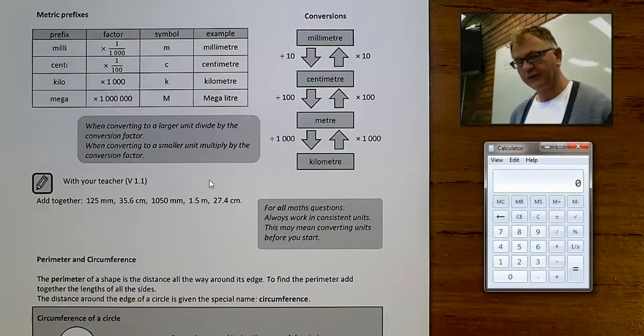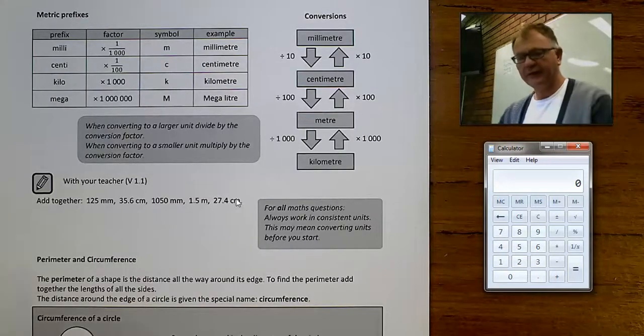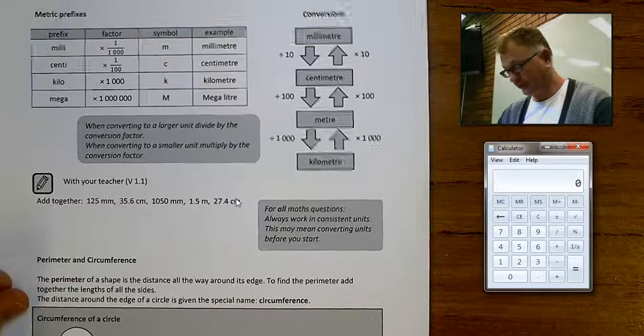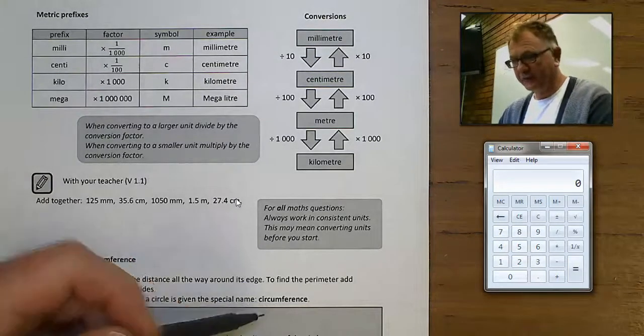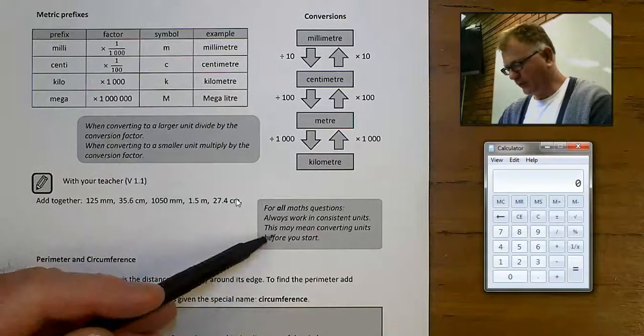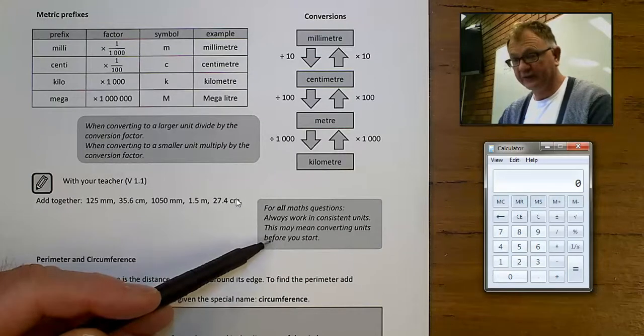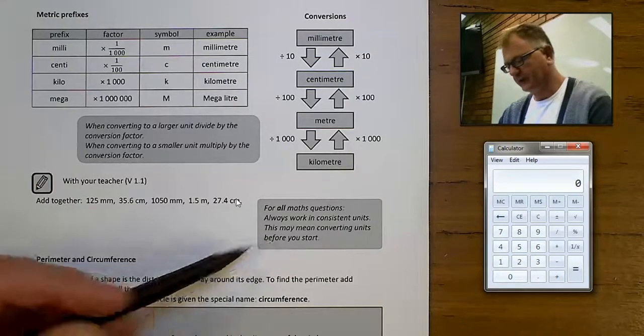One of the things that's really important whenever you're doing any maths question in any topic at all is to make sure, before you start doing any of the maths, that all of your question is in consistent units. And this is a really good example.